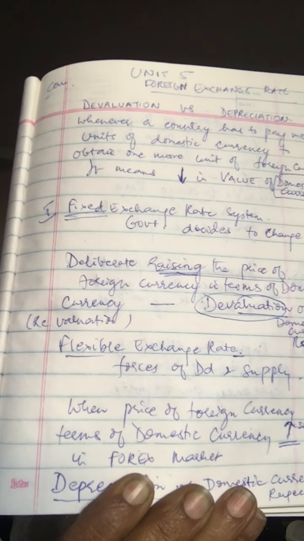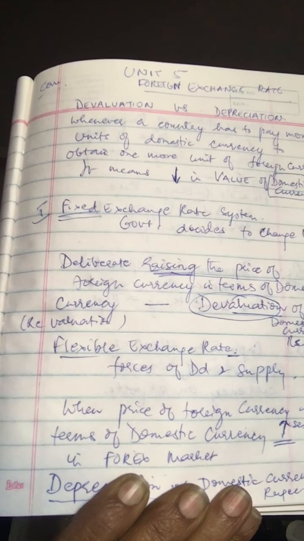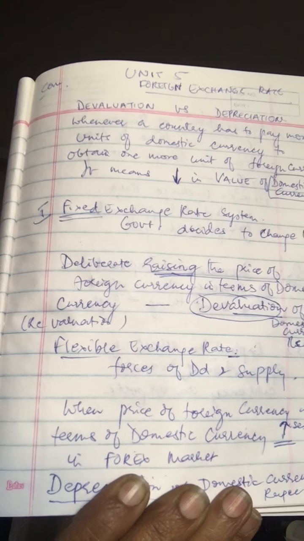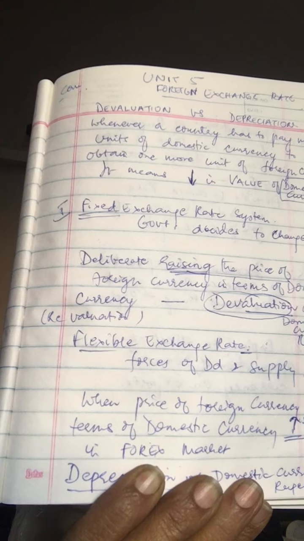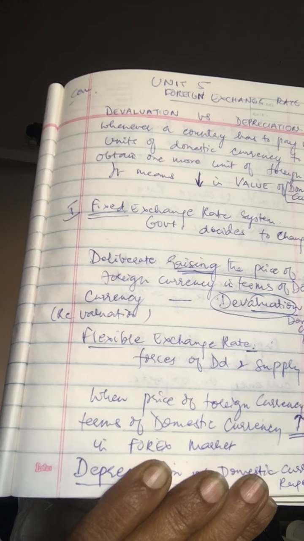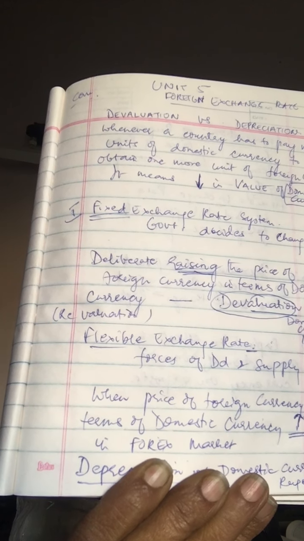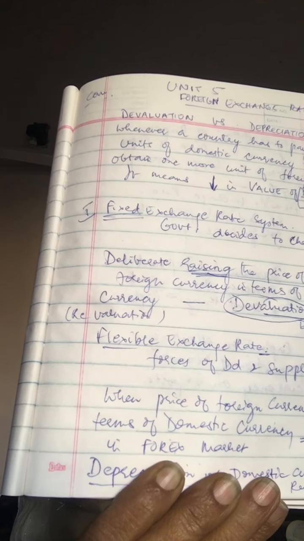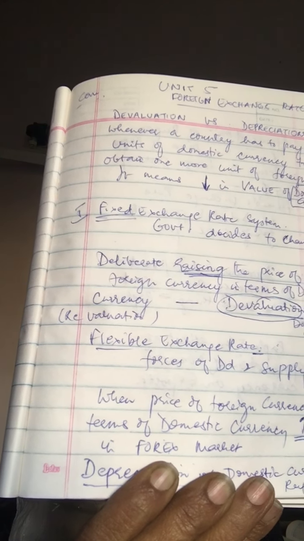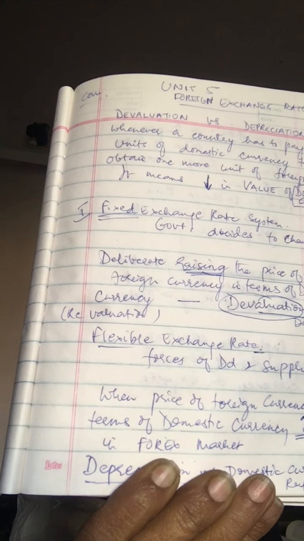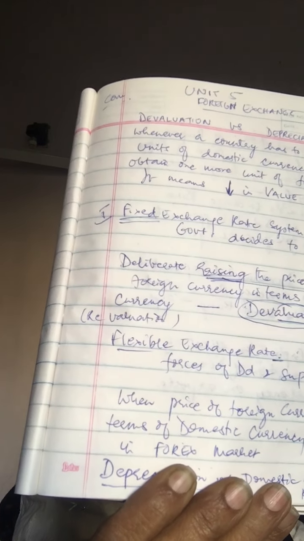And now let's go to depreciation. That is studied under the flexible exchange rate. Under the flexible exchange rate system, the change in foreign exchange rate in terms of domestic currency is determined by the forces of demand and supply of foreign exchange in the foreign exchange market. The rate may rise, the rate may fall. Now, when the price of the foreign currency in terms of domestic currency rises in the foreign exchange market, it is termed as depreciation of domestic currency.